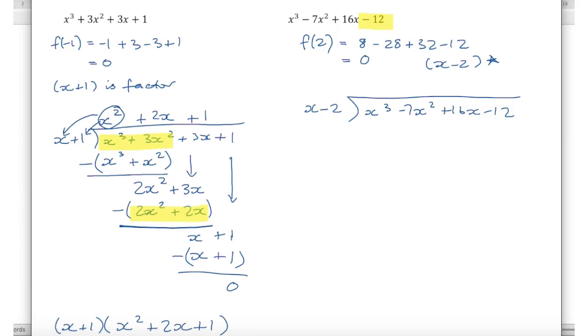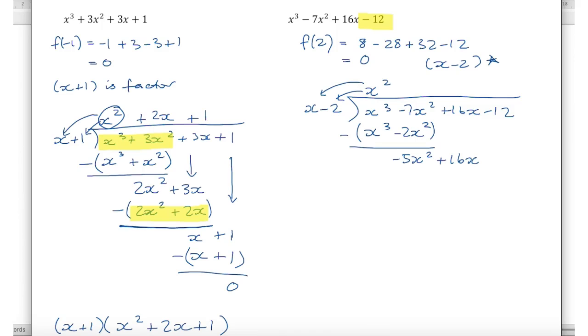Okay, x goes into x cubed, x squared times would be left. And I can see now that x squared times x gives me x cubed, and x squared times negative 2 is negative 2x squared. Let's take that away and see what remainders we have. So we've taken care of the x cubed. We've got negative 7x squared plus 2x squared. So that's negative 5x squared. And we're going to bring down that 16x. So everything's kept in the columns.